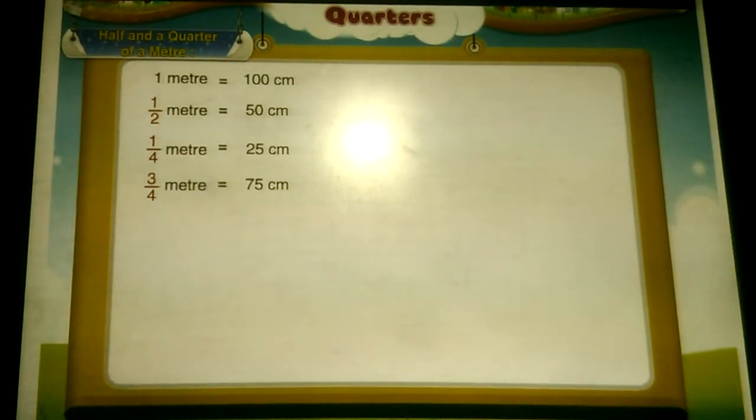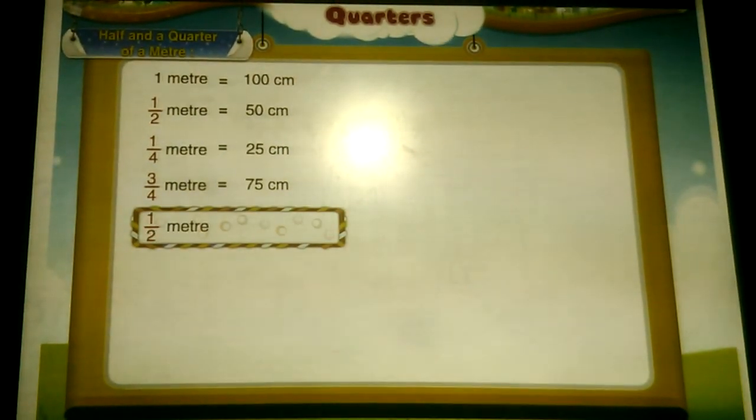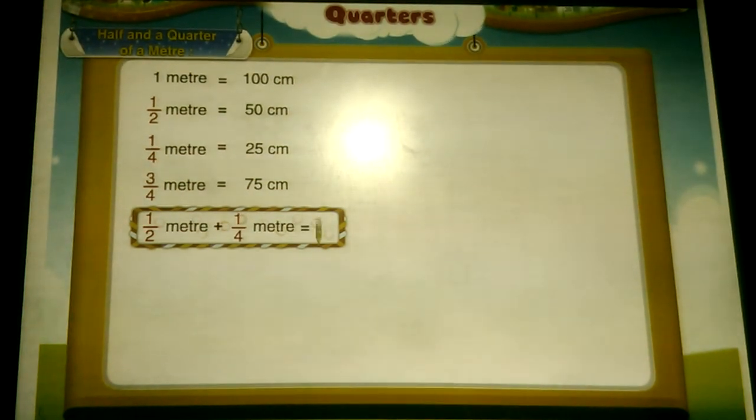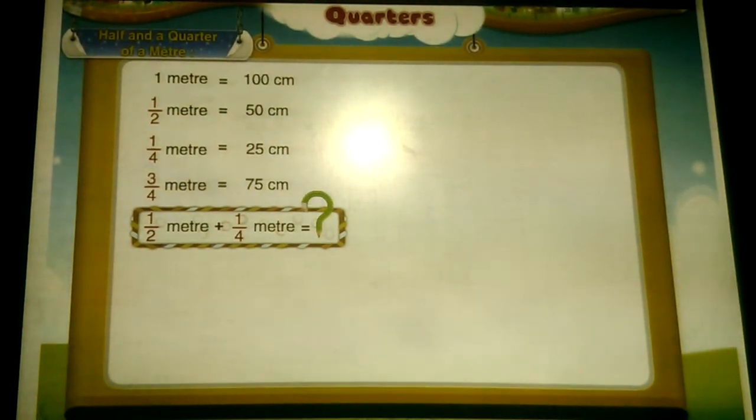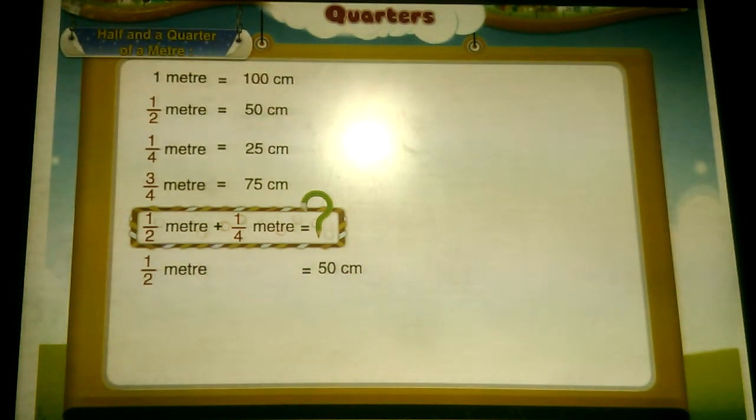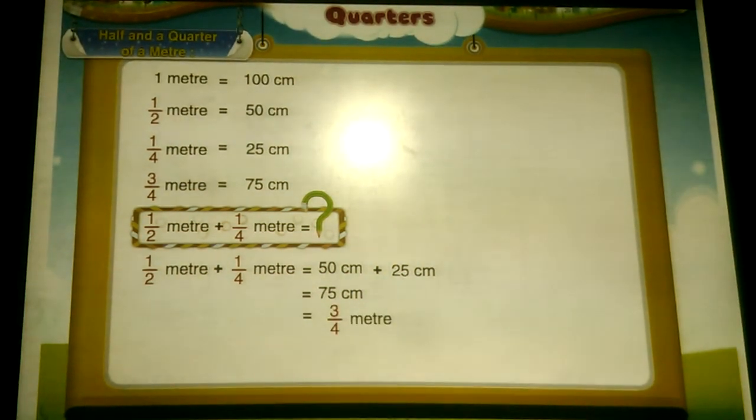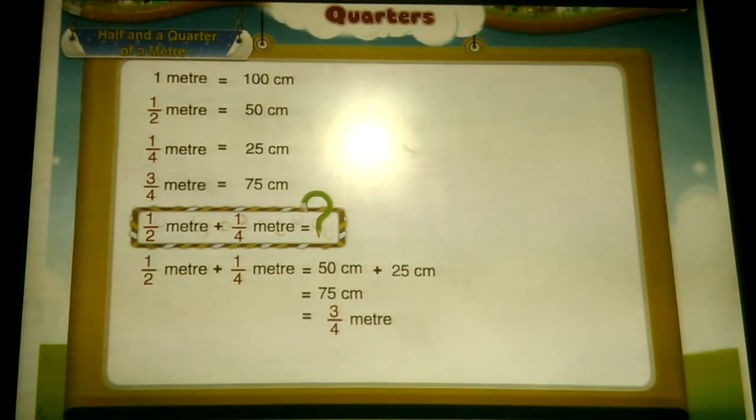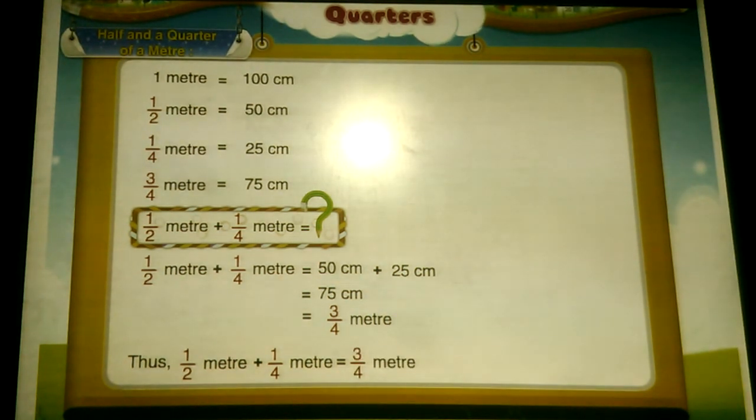Now, what is the sum of half meter and 1/4 meter? Come, let's first convert them into centimeter and then add. Half meter is equal to 50 centimeter and 1/4 meter is equal to 25 centimeter. Their sum is 75 centimeter, which can also be written as 3/4 meter. Thus, half meter plus 1/4 meter is equal to 3/4 meter.